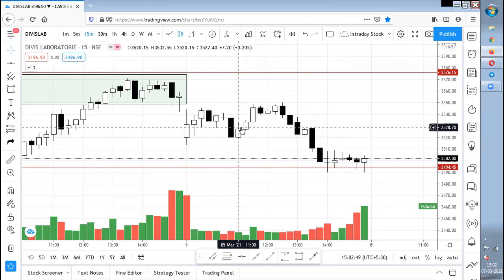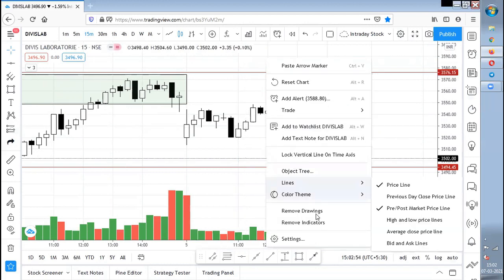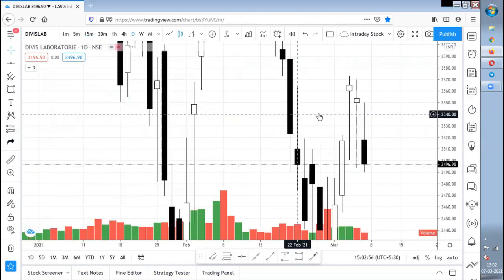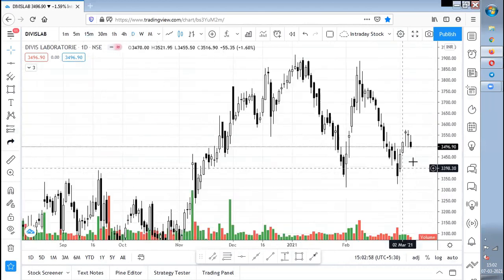So how to avoid, how to take an entry, all these things come from experience only. You need to watch the charts keenly, you need to see what all other things you need to consider. And I'll give one other hint in Divi's Lab also, from the analysis I did on the previous day. That hint I will try to give you guys.